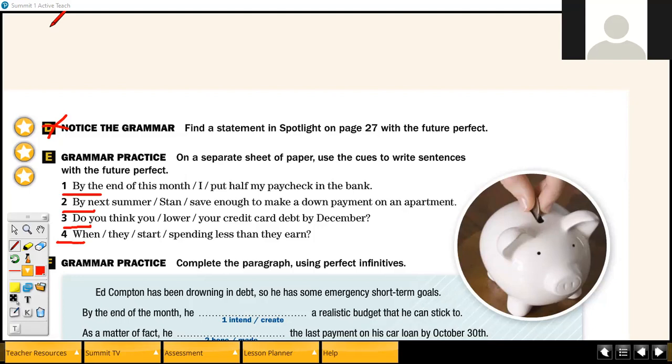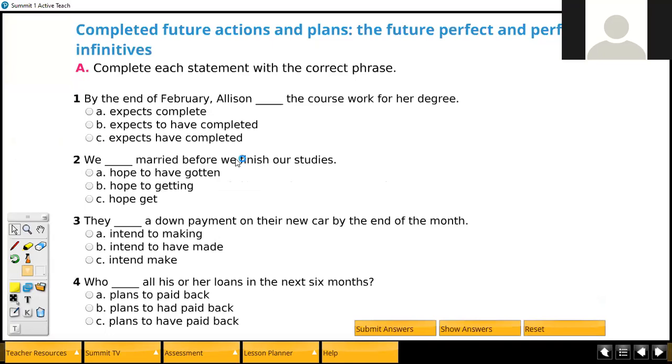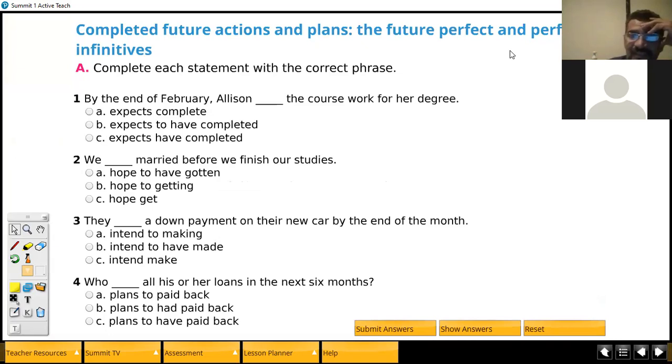All right. Excellent, Ale. Let's do the extra activities. Completed future actions and plans, the future perfect and perfect infinitives. Complete each statement with the correct phrase. Okay. Read the sentence and give me the answer. Let's begin with number 1.